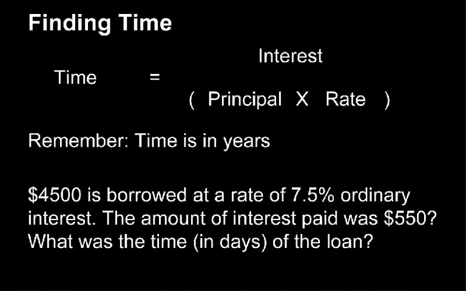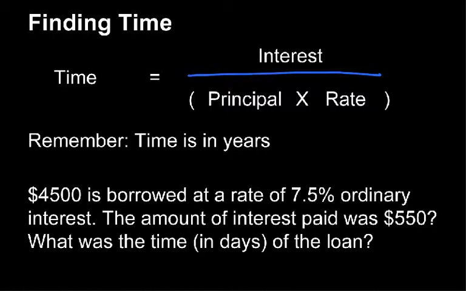Okay, and similarly, finding time is the interest divided by the principal times the rate. The only difference here is that we have to remember that the number we're going to get is in years. And if the question is asking for days, we're going to have to do one more calculation, which is to multiply by the number of days, or what it is to get that time in years to time in days.